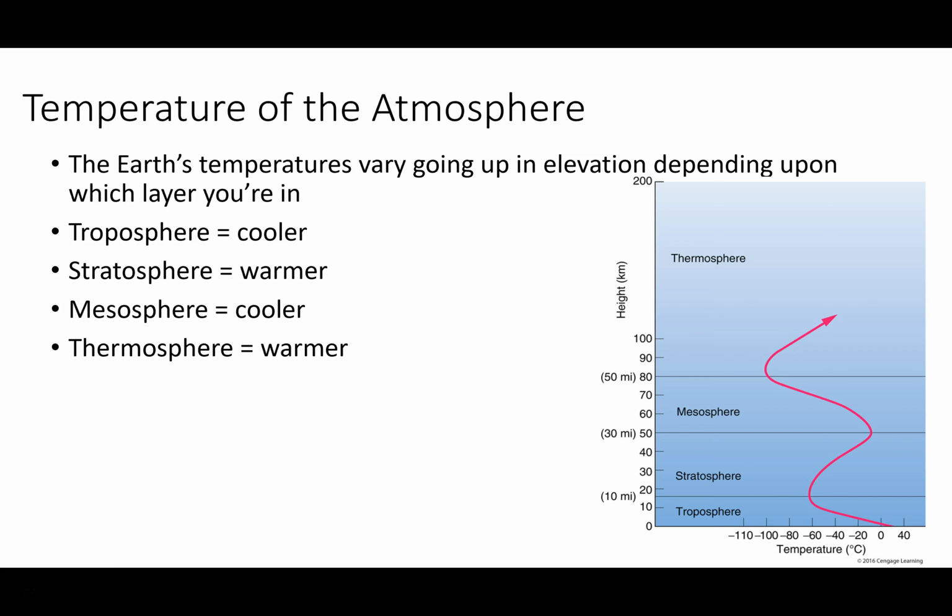So anyway, this shows you the trend I just said. Along the y-axis you have going up in elevation, along the x-axis you have temperature. So here's how it's getting colder as you go up, getting warmer as you go up, getting colder as you go up, and getting warmer as you go up. It's exactly what I said.